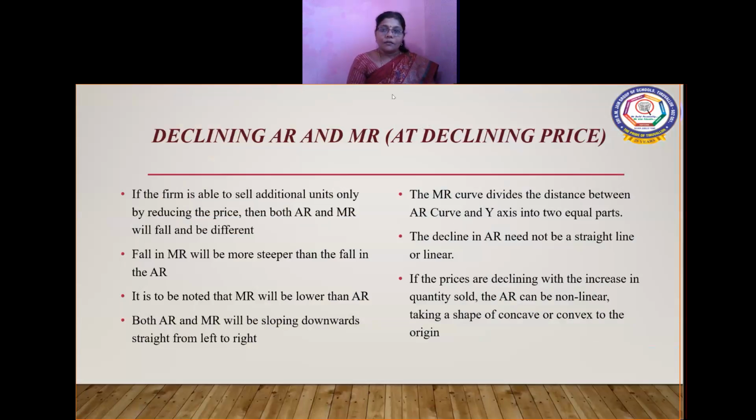Now at declining price, if the firm is able to sell additional units only by reducing the price, then AR and MR will fall and will be different. So I told you the example of rose. The fall in MR will be steeper than the fall in AR. So MR will be lower than AR when the price declines. Both AR and MR will be sloping downwards, straight, from left to right.